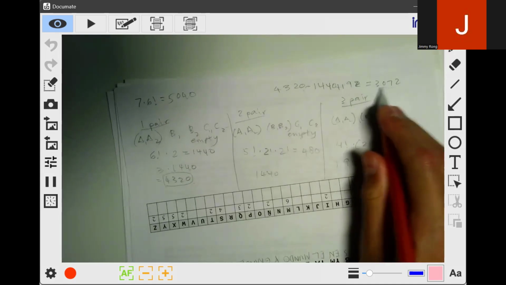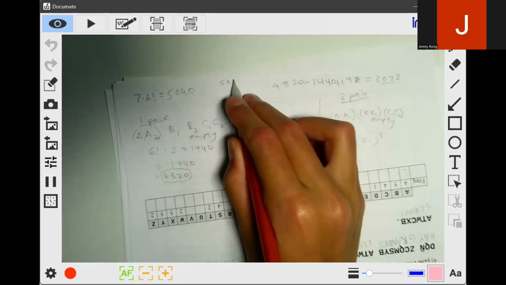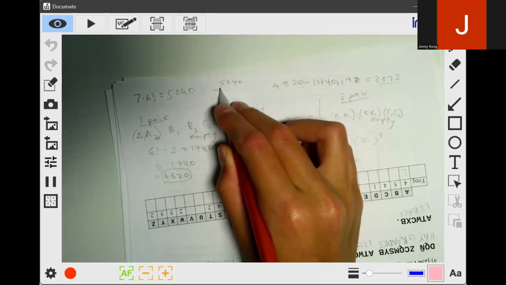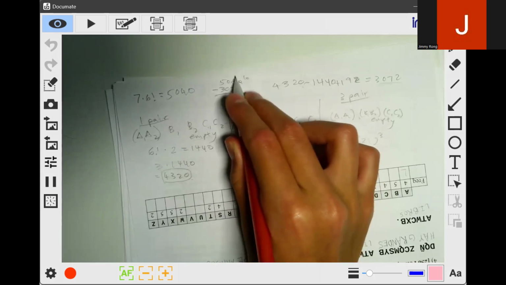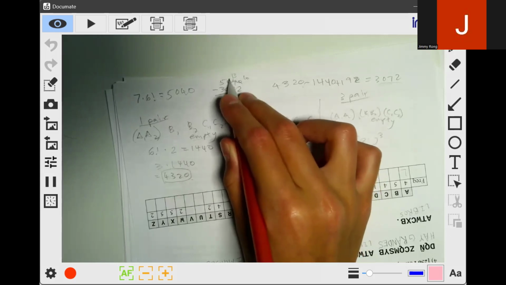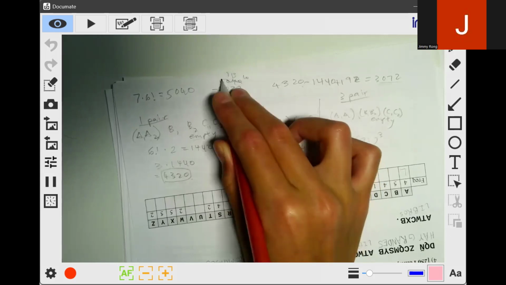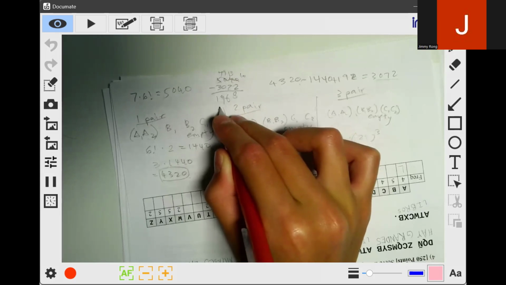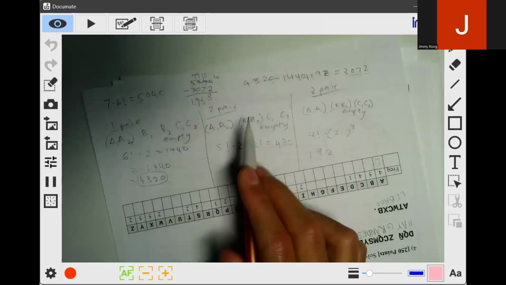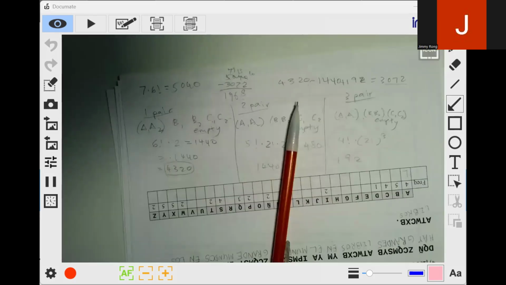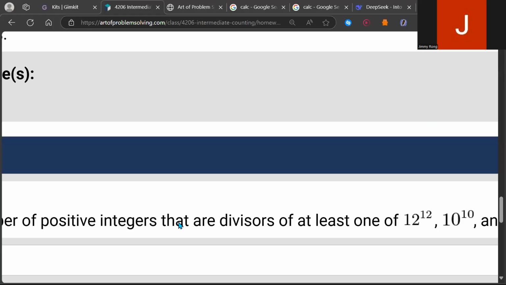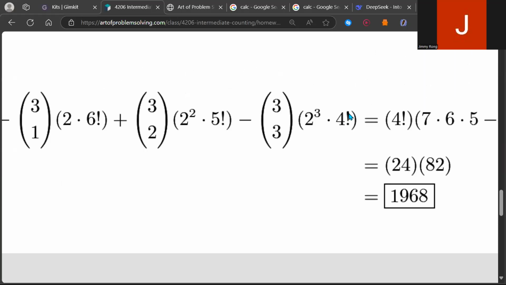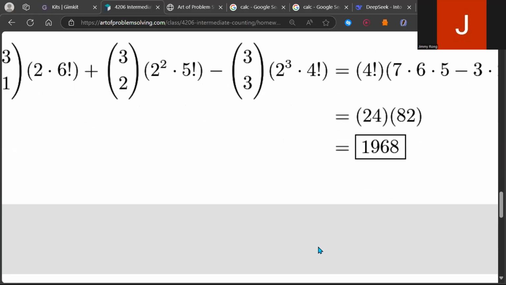However, this is not the answer, because we have to subtract this off from 5,040. So this gives what? This gives 1,968. Okay, let's see if I was correct. And yes, I was correct.